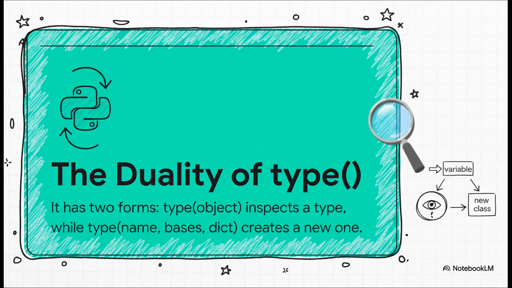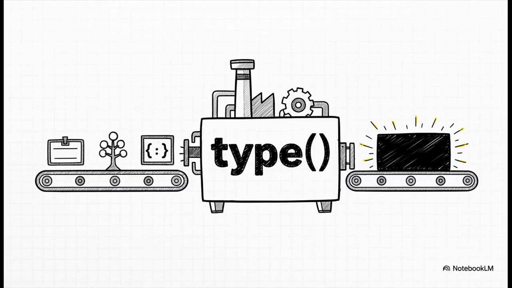If you give type 3 specific arguments, a name, a list of parent classes, and a dictionary of attributes, it doesn't check a type. It actually creates a brand new one from scratch. I know this code looks a little wild, but just look at what's happening. We are calling type with 3 arguments to create a new class, live, right in our code. We've just built a class called myClass that has an attribute x with a value of 100, all without ever using the class keyword. It's like a pop-up class factory.